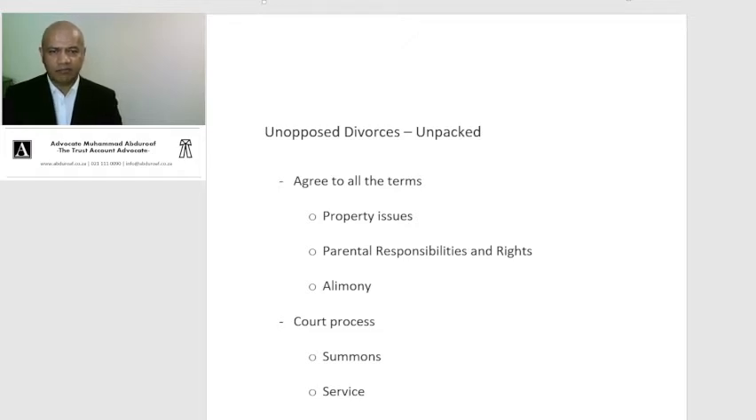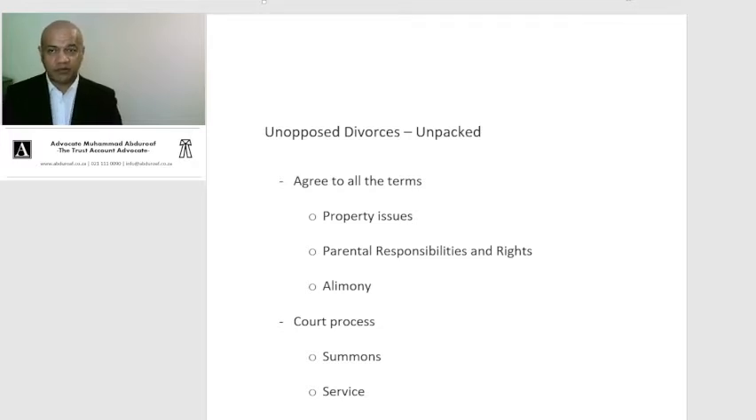It entails summons being issued and served upon the other party. One of the parties has to attend court and give evidence, even if the divorce is agreed upon. That's very important to note. A legal process has to take place. And in today's webinar, because of all those misunderstandings, I would like to, in a very short span of time, explain to you and unpack for you how an unopposed divorce works in South Africa.